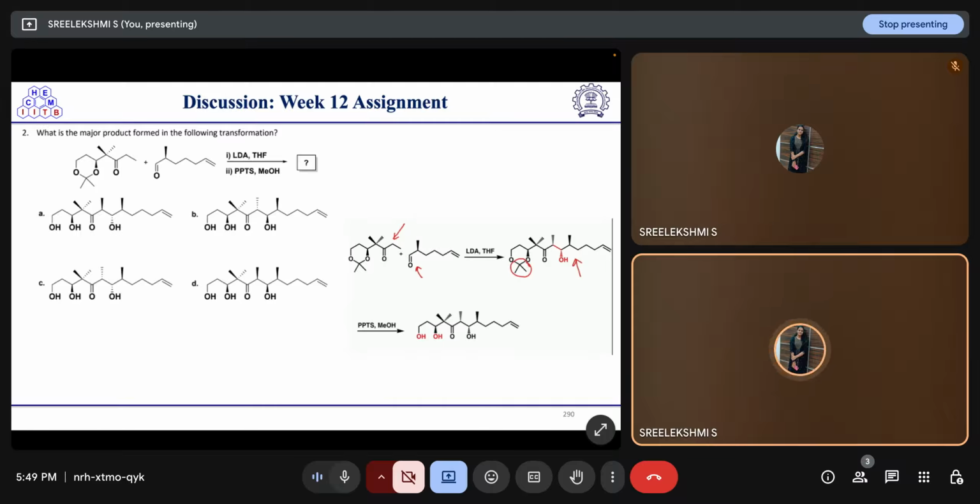So here what has happened, LDA will abstract a proton from this center and that will attack this aldehyde carbon to form this compound. Then PPTS and methanol will deprotect the acetonide protection of this diol to form this compound. So the correct answer here would be option C.